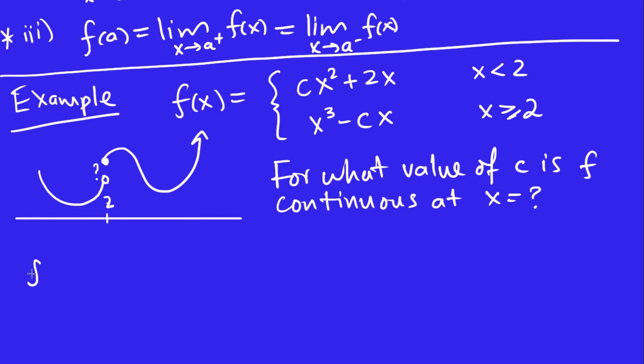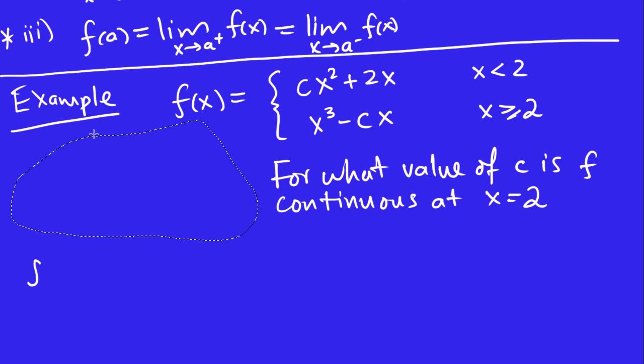Why don't we first find out, whoops, I made a little mistake here. This should actually be 2, right? We want to know what value of c is f continuous at x equals 2. And this picture here, I just made that up, didn't I? So I don't know really how the graph looks, so I'm going to just erase that. But it gave us an idea of kind of the essence of the problem.